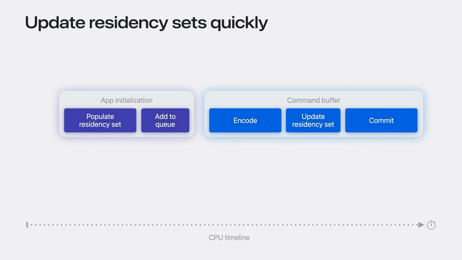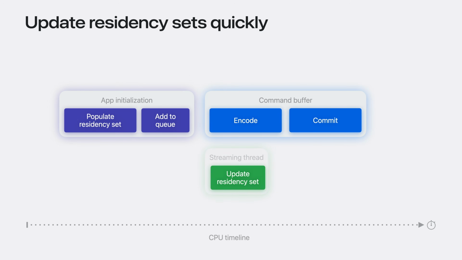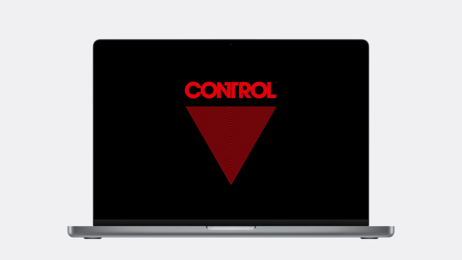For applications which stream resources in and out on a separate thread, you can move the cost of updating the residency set to that thread and update the residency set in parallel with encoding. A great example of a game that benefited from residency sets is Control Ultimate Edition. The technical publishing director of Remedy Entertainment, Tuukka Taipalvesi, had this to say.